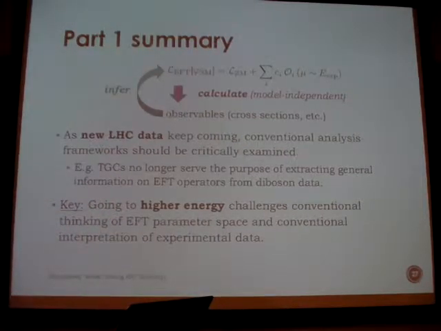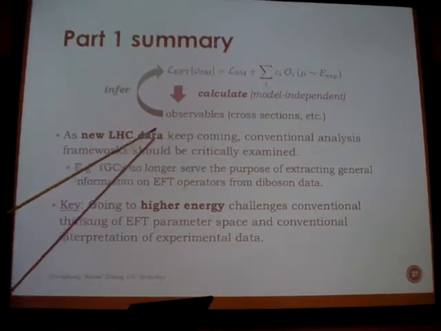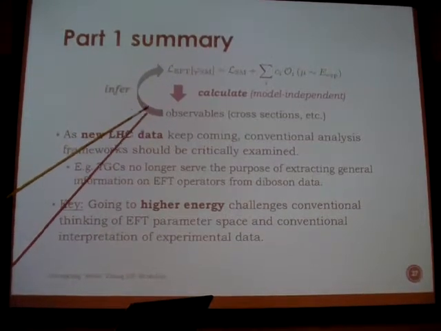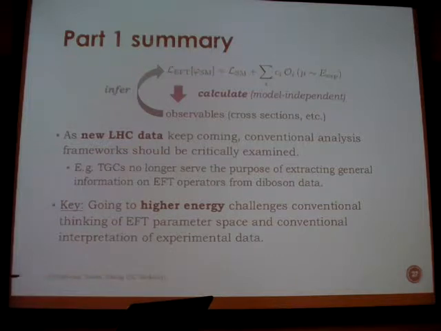So this brings me to the end of part 1. The focus was on this bottom-up part of the graph. Essentially, we're trying to infer information on the effective operators from the observables that we measure. And I think this should be a dynamical process, in the sense that as new data keep coming, we should be constantly rethinking the conventional frameworks. They should be critically examined to see if they are still useful, or whether we have to extend them.